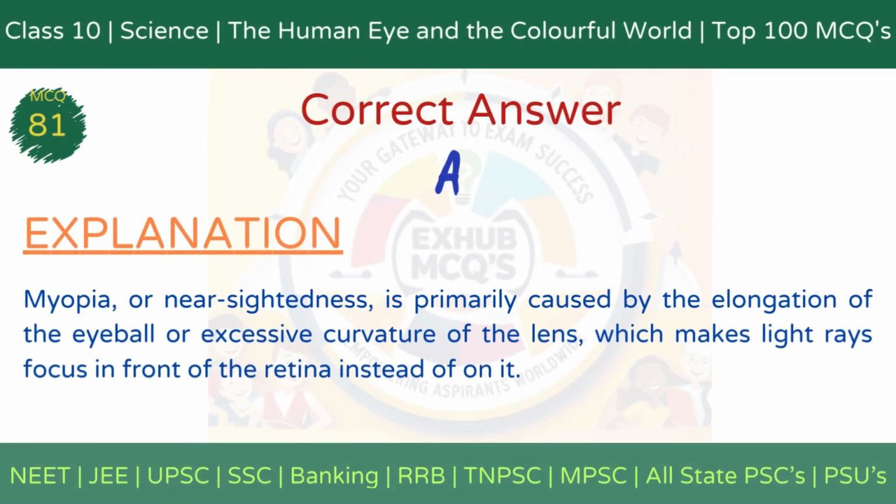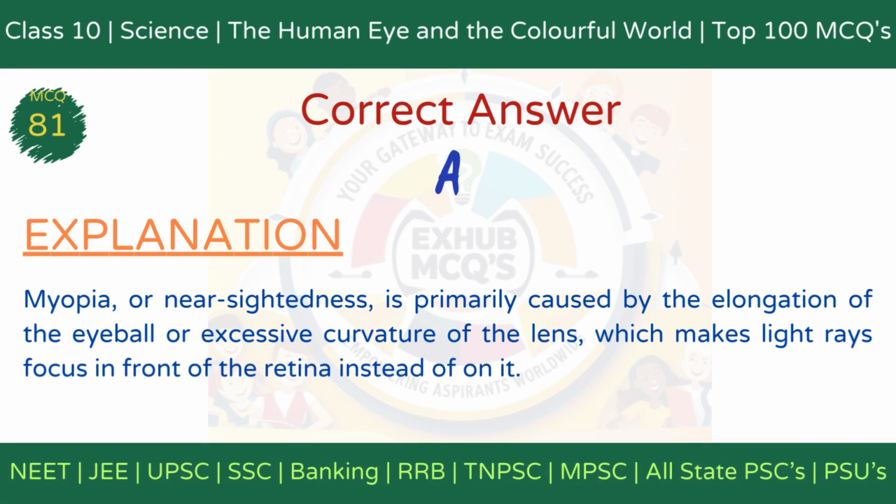The correct answer is option A, elongation of the eyeball. Explanation: myopia or nearsightedness is primarily caused by the elongation of the eyeball or excessive curvature of the lens. This causes light rays to focus in front of the retina instead of on it, leading to blurred, distant vision.